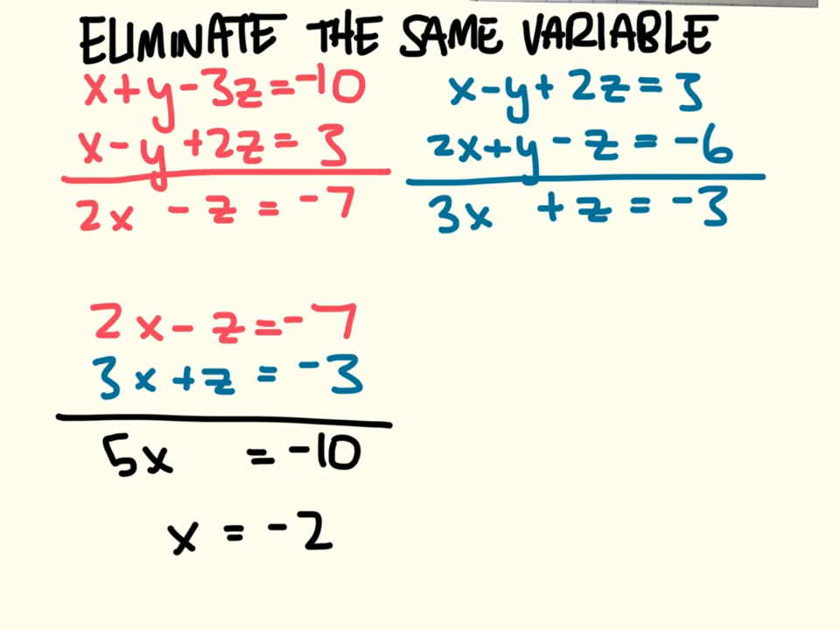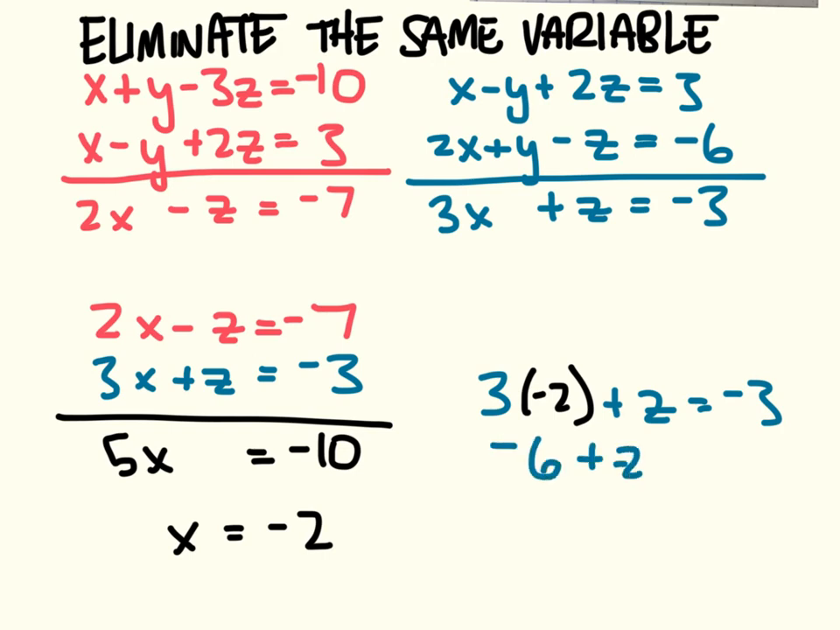And then you're just going to go right back into all your elimination rules here. This x is going to plug right back into either of these equations. I'm going to just plug it into the second one just for fun. So 3 times negative 2 plus z equals negative 3. So negative 6 plus z equals negative 3. Add 6 to both sides, and z is equal to 3.